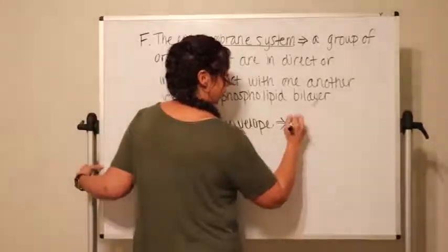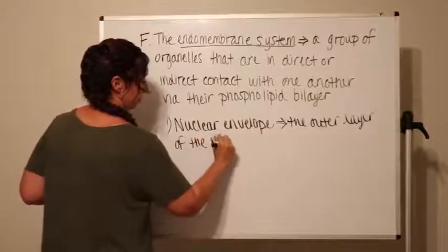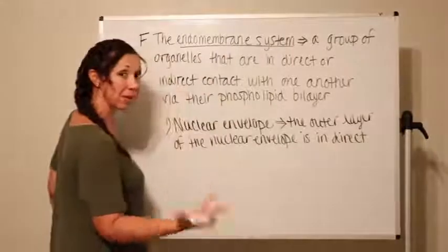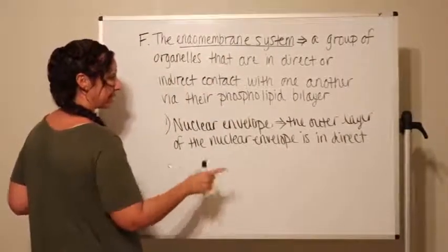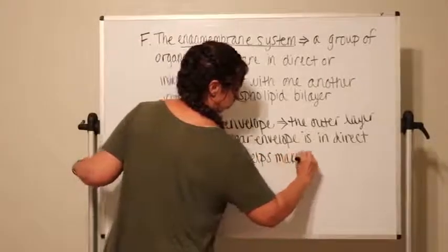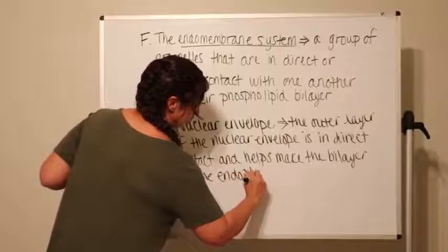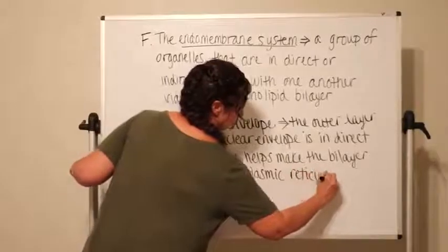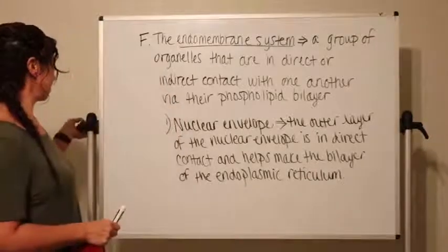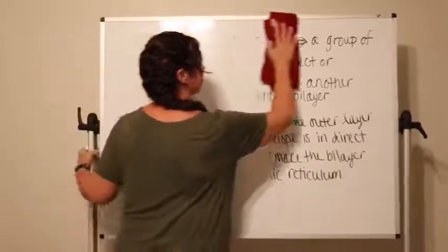But first thing you need to know, the outer layer of the nuclear envelope is in direct contact and actually helps make up the membrane of the endoplasmic reticulum. Okay, I'll draw this out for you in a second too. Let me erase this. We could draw a picture of what this would look like, and then we could get into the endoplasmic reticulum as well.